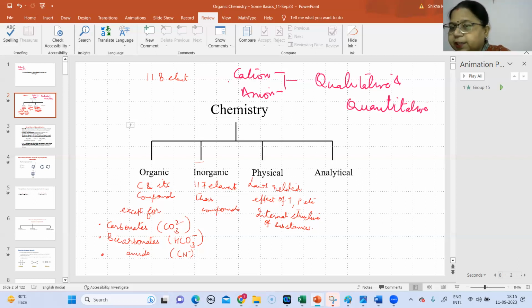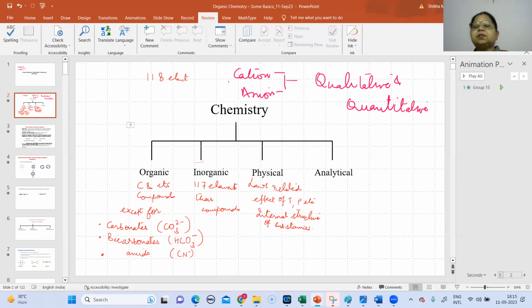Do you find molarity, Shweta, or what do you do in the titration in the laboratory? We find the molarity. Molarity is number of moles upon volume of solution in liters, right? So it is related to mass. Quantitatively, how many moles or how many grams have gone into that solution, right? So I believe it is clear what we study in the four different branches of chemistry. We need to focus on organic chemistry.